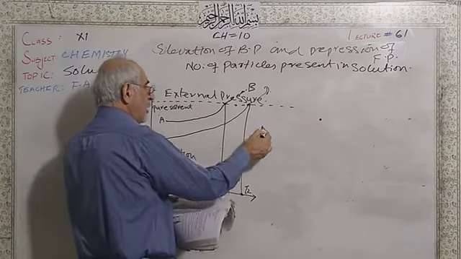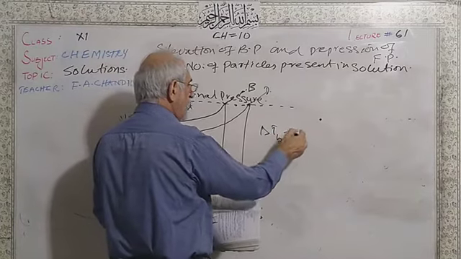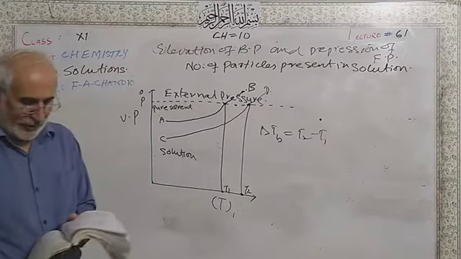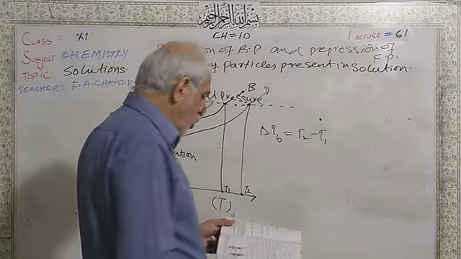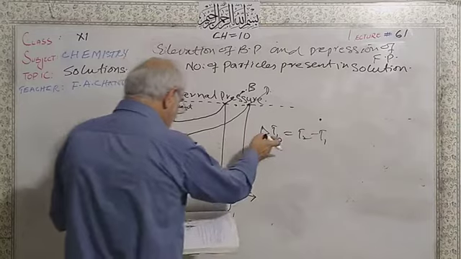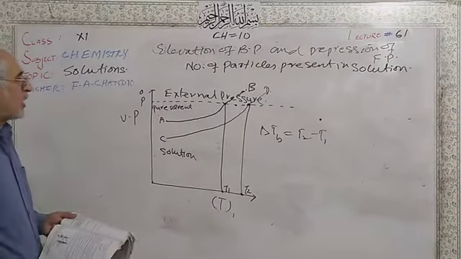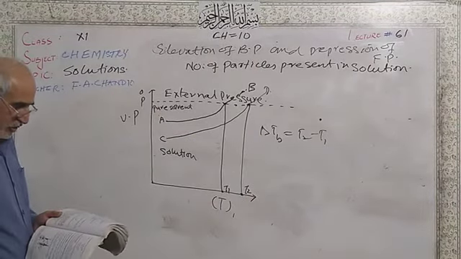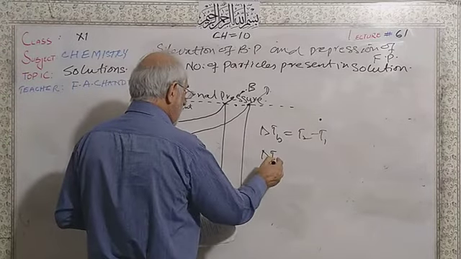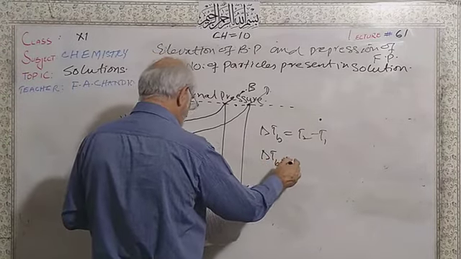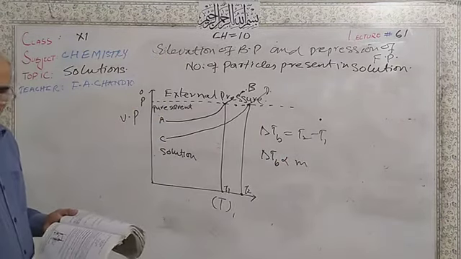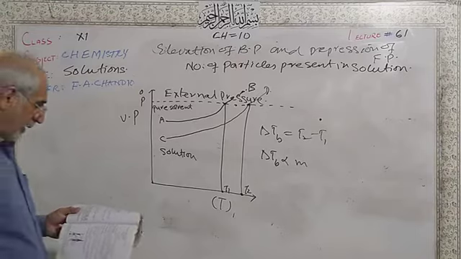That's why delta Tb will be equal to T2 minus T1. In your book it may be wrongly written as T1 minus T2, but it is T2 minus T1. And this is directly proportional to the concentration of the solution. That's why delta Tb is directly proportional to molarity. The more the concentration, the more the boiling point.